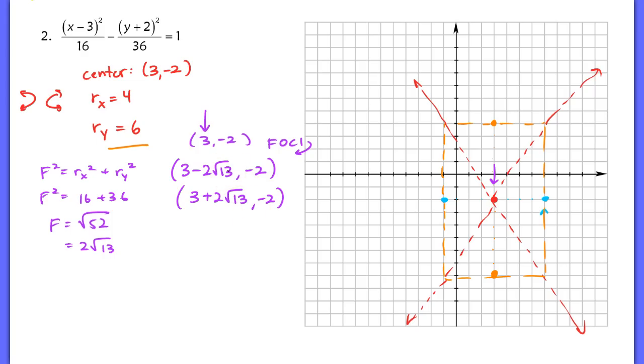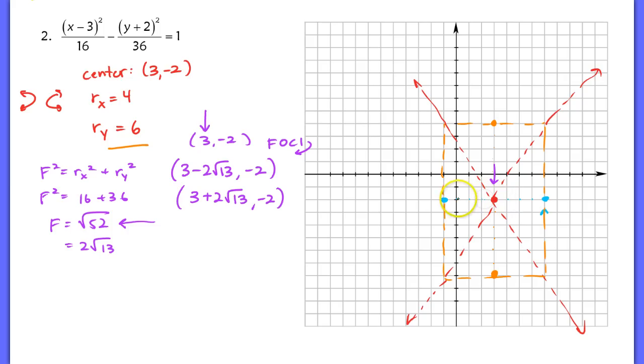Now when you actually plot those foci, you want to go back to the fact that root 52 is much easier to approximate than 2 root 13. So if we approximate root 52, that's between 7 and 8 units, because it's between root 49 and root 64. So we start from our center, not from the vertex, all right? Very important. We start from the center, and we're going to move between 7 and 8 units to the left and 7 and 8 units to the right.